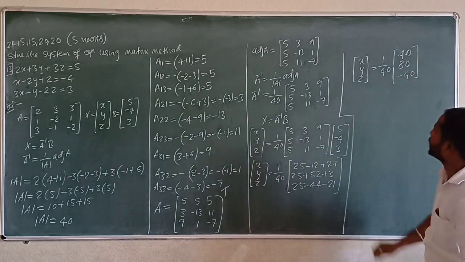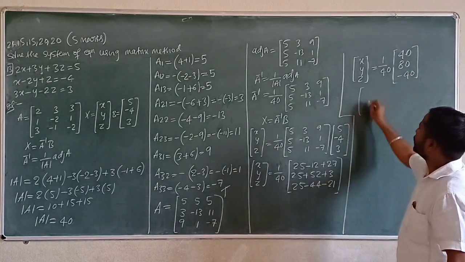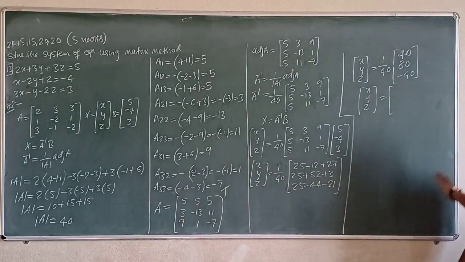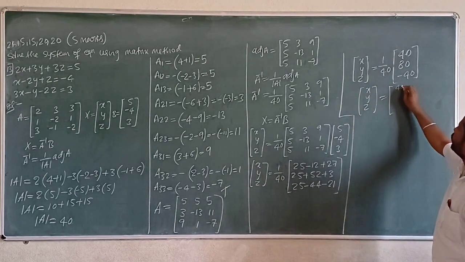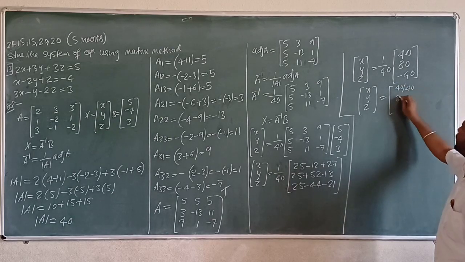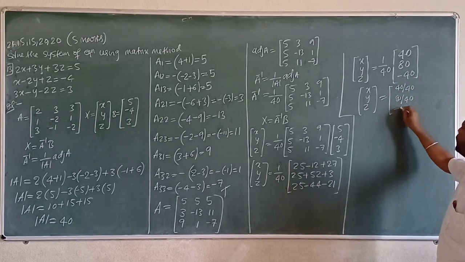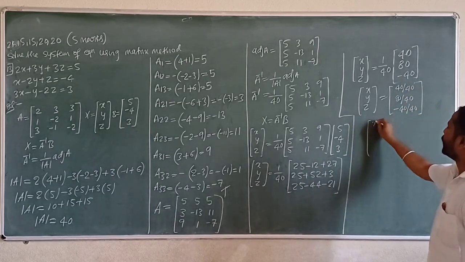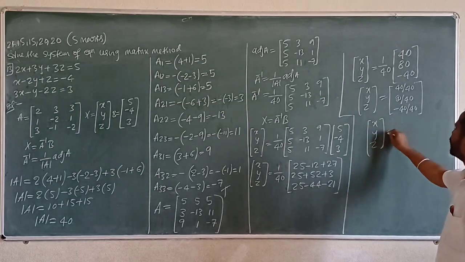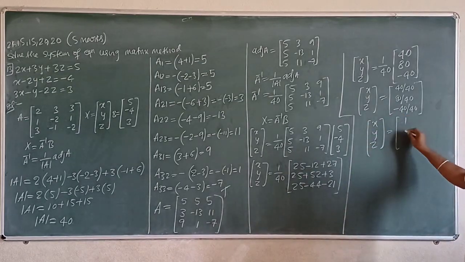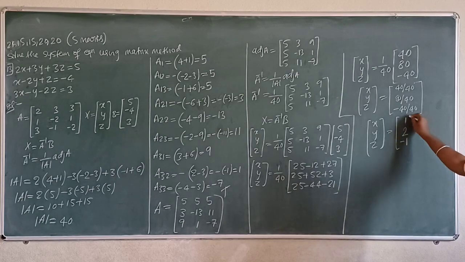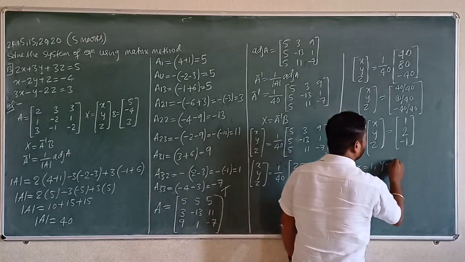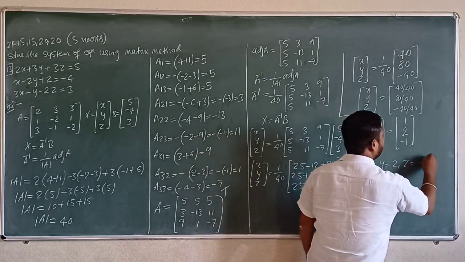See here. Again x, y, z is equal to, that is 1 divided by 40 for all the elements. It becomes 40 by 40, next 80 by 40, next minus 40 divided by 40 now. Right. So then x, y, z is equal to, now cancel it. 40 by 40 is 1, it is 2, and it is minus 1 now. So therefore x value is 1, y value is 2 and z value is minus 1.